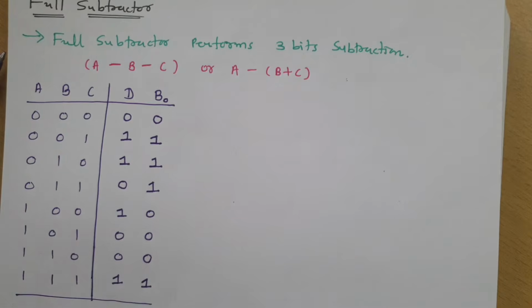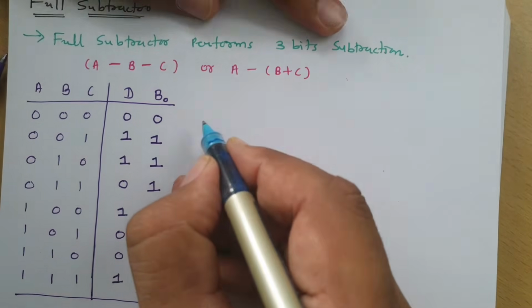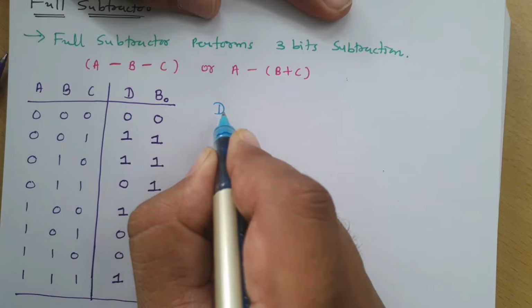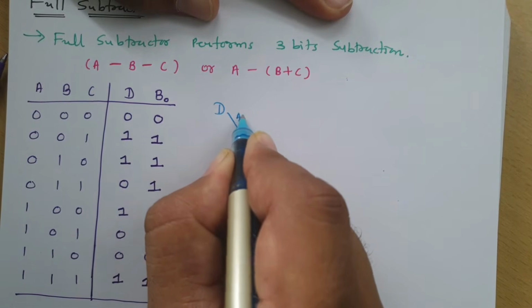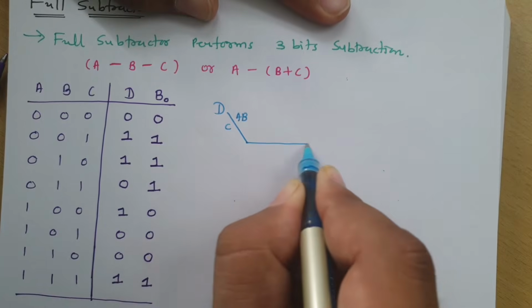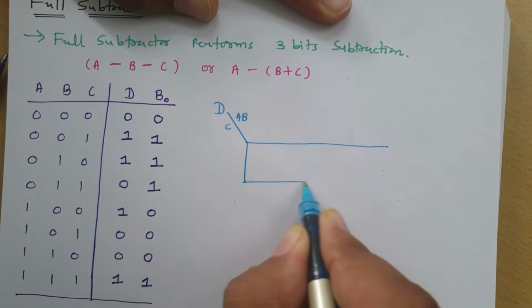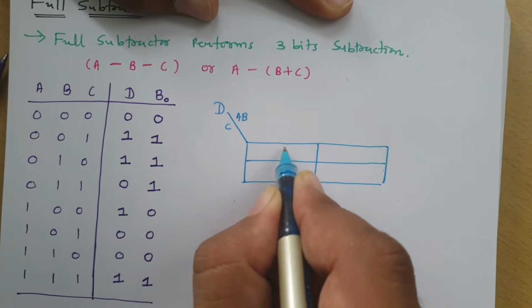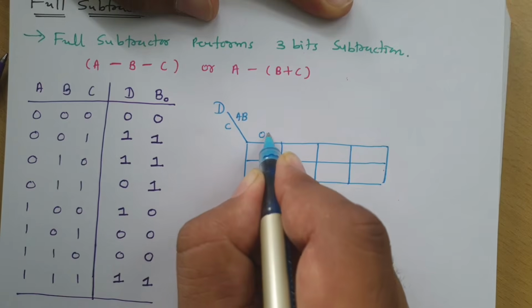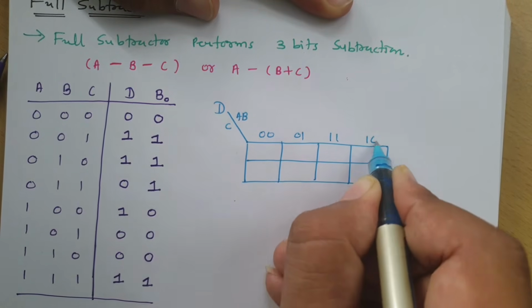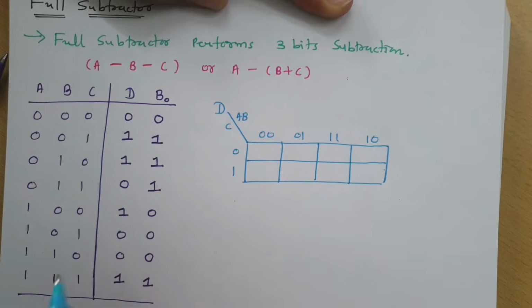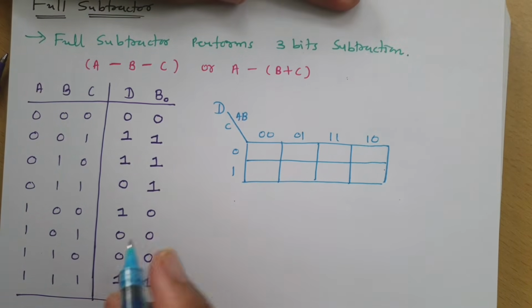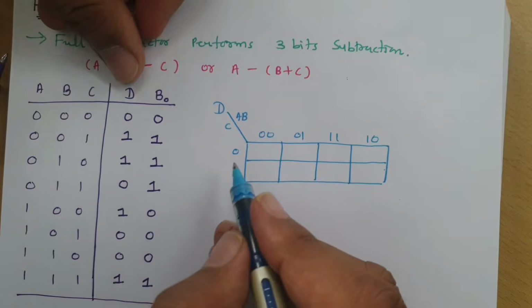Now to get the Boolean expression, we need to solve this using a Karnaugh map. Here we will be solving a 3-variable Karnaugh map. First I'll take it for difference. Here we have A and B on one axis and C on the other. In this K-map, AB is 00, 01, 11 and 10, and C is 0 and 1. Now you see the difference D.